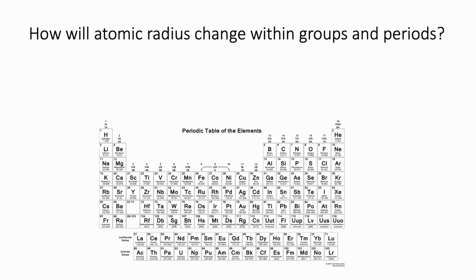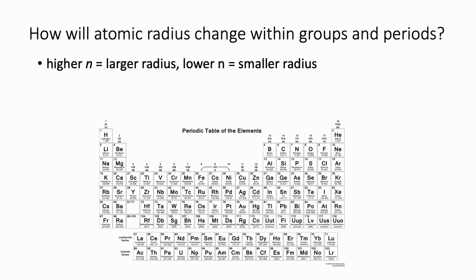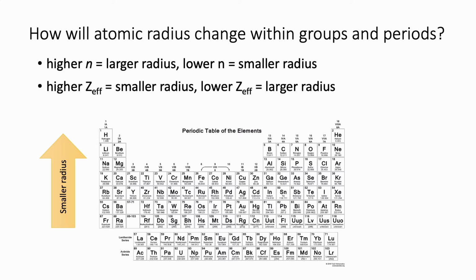If you look at the periodic table, what you're going to notice is that the higher your principal quantum number, the larger your radius is going to be, whereas the lower your principal quantum number, the smaller your radius would be. And that tells us that the smallest radii are going to be at the top of the periodic table. So now let's think about effective nuclear charge. The higher your effective nuclear charge, the more the electrons get pulled on, and the smaller your radius will be. And we just saw from that little exercise we did that as you go across the periodic table from left to right, your effective nuclear charge gets higher.